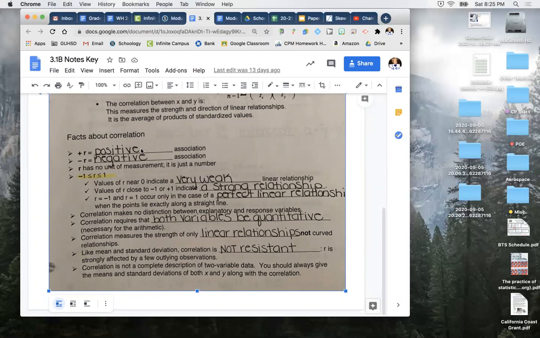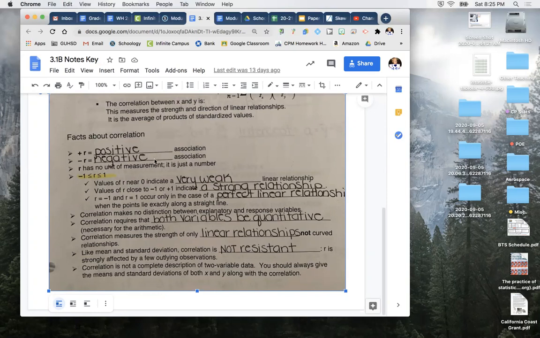So if I had an R value of 0.9, it means most of those points are on a nearly straight line. Okay, so that's very strong. A 0.9 is a strong association. A 0.8 is a moderately strong association. I'd even say a 0.7 is moderately strong. Anything less than 0.7 is going to be a weak association.